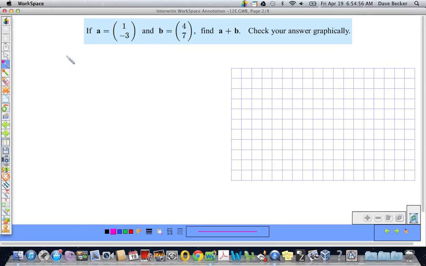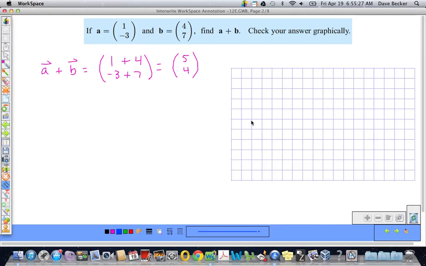So here, very simply, if I have to find vector A plus vector B, it's simply equal to 1 plus 4, the sum of the horizontal components, and the sum of the vertical components. So this turns out to be 5, 4. So we're going to prove that geometrically, and we'll start with the vector 1, negative 3.